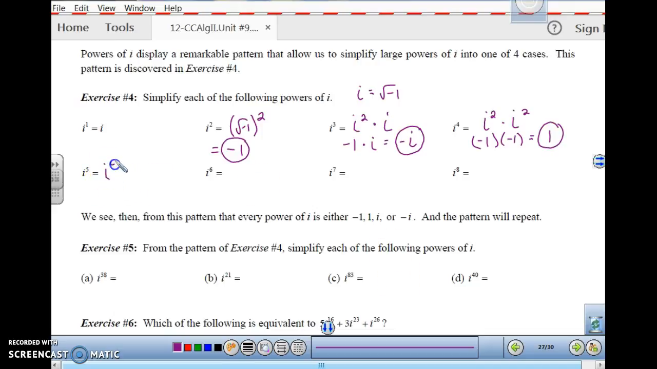All right, i to the 5th. Well, can't we write that as i to the 4th times i? i to the 4th is 1. i is just i. 1 times i is i.